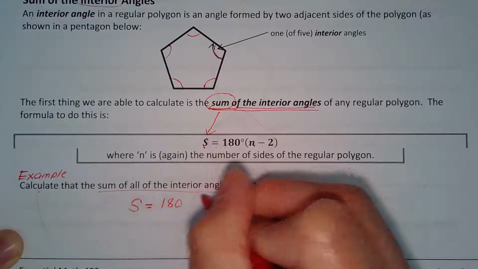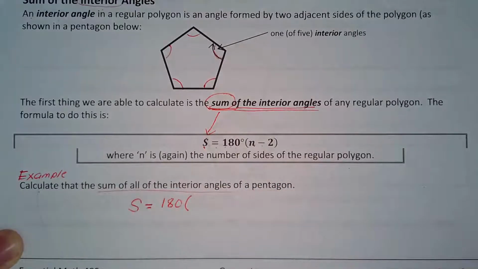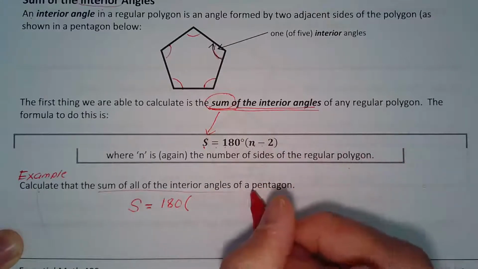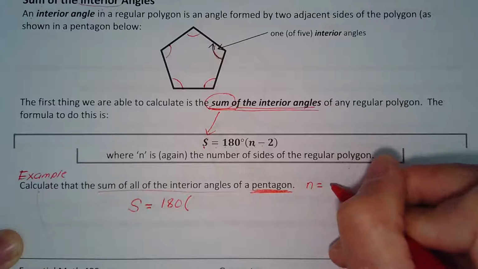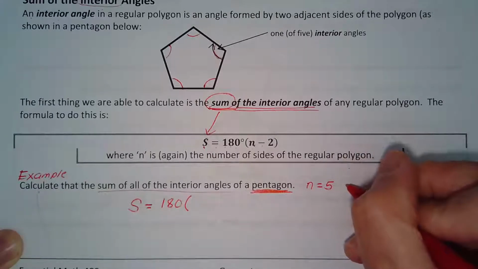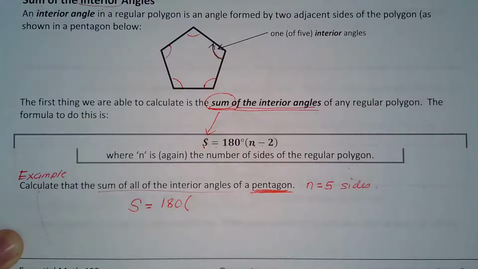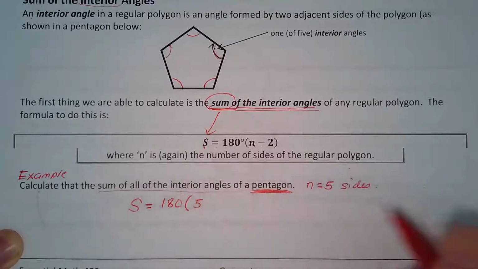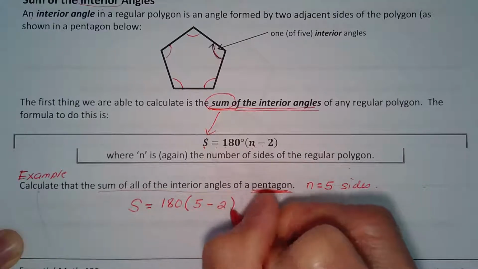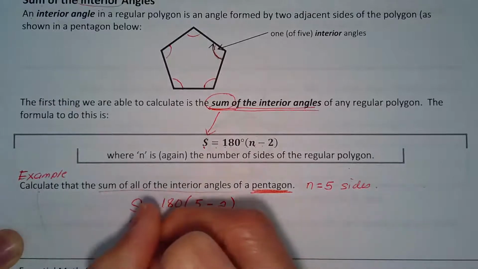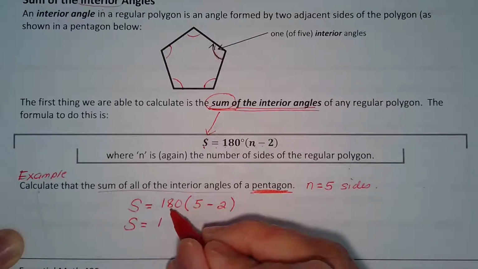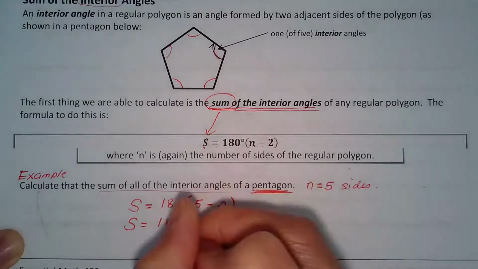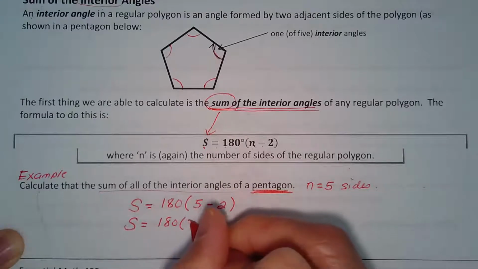I'm following the formula. Times, so I'm going to put brackets, and because we're talking about a pentagon, which has 5 sides, n is equal to 5 sides. Okay, so I'm going to put 5 right there, minus 2. So the sum S is equal to 180 times 5 minus 2. So I'm going to go 180 times 3.